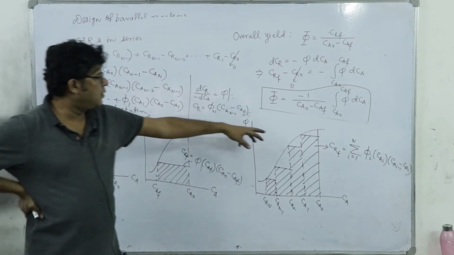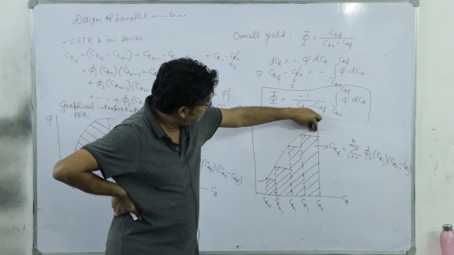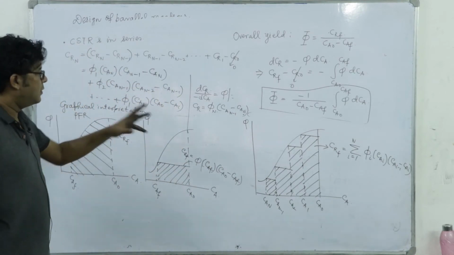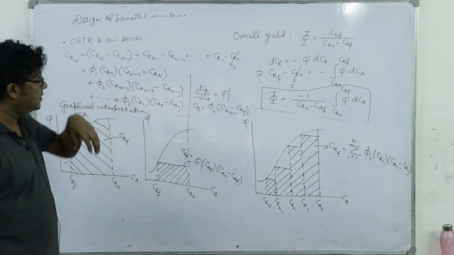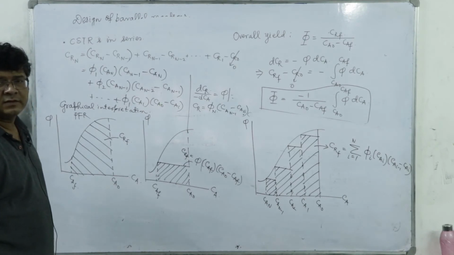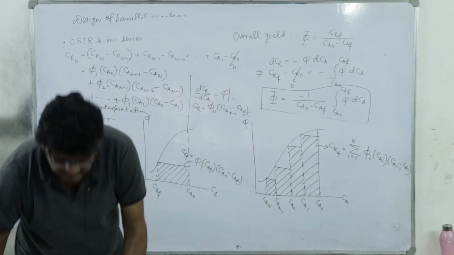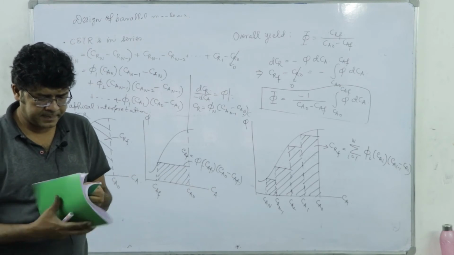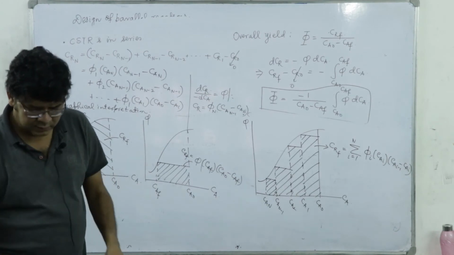Because if you go on adding this area, and if the width of the individual area becomes differential, it will be nothing but the area under the curve. So from this perspective of fractional yield, or in general the yield, we can also justify that infinite numbers of CSTRs in series give rise to a PFR. So with this understanding, we will solve some problems. Let's see.